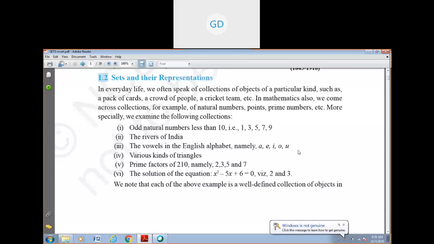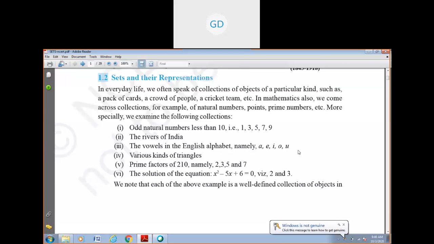Similarly, collection of handsome boys of your class. We cannot say it is well defined. Collection of wise men in our society. Who is wise and who is foolish, who will decide it? How will it be decided? So it is not well defined. So these are not sets in mathematics.